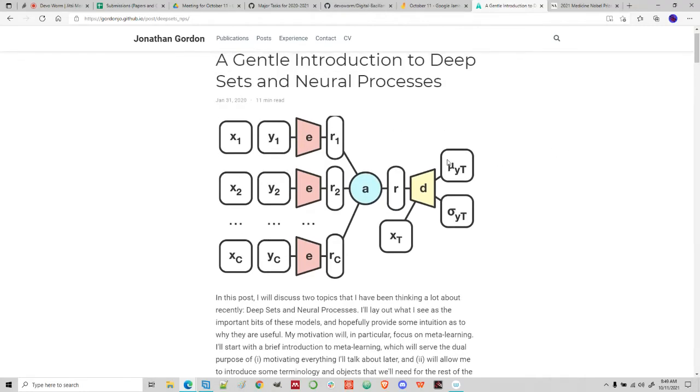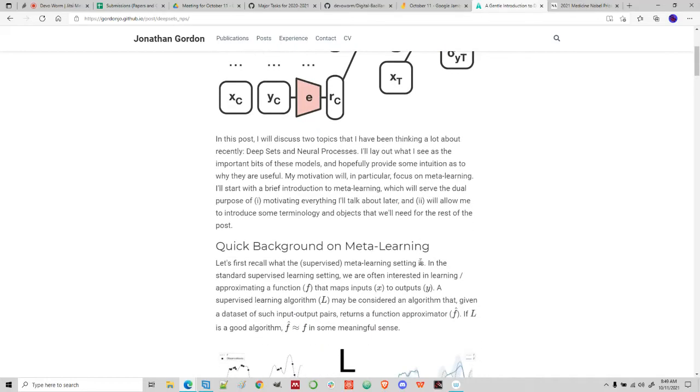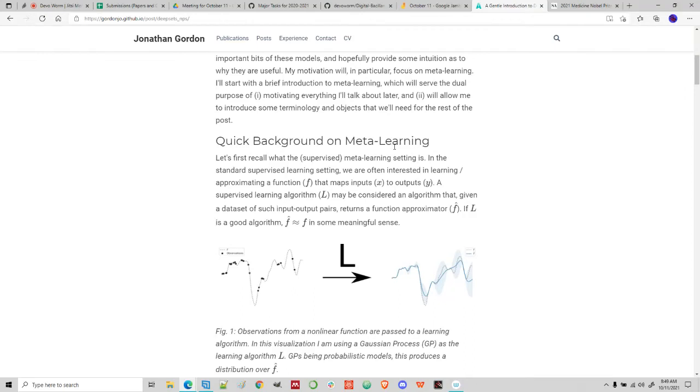So this is a diagram of the deep sets that they're talking about here. So in this post, I'll discuss two topics I've been thinking about a lot recently: deep sets and neural processes. And so this is about meta learning, actually. Meta learning is this learning from learning sort of idea. In the standard supervised learning setting, we are often interested in learning or approximating a function that maps inputs to outputs. So this is kind of like what Pix2Pix does.